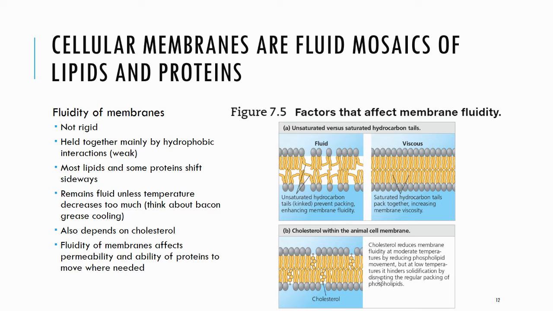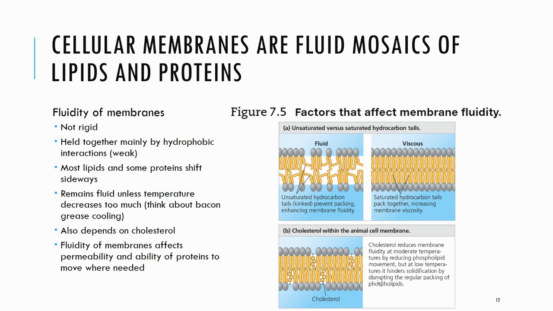As I said, membranes are fluid. They are not rigid. They're held together mainly by weak hydrophobic interactions. Most lipids and some proteins will shift sideways, and it remains fluid unless temperature decreases too much. So if you think about bacon grease cooling. How fluid it is also depends on cholesterol that is bound within the membrane to help with fluidity.